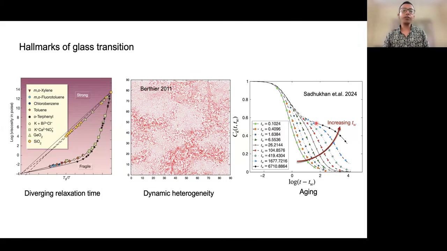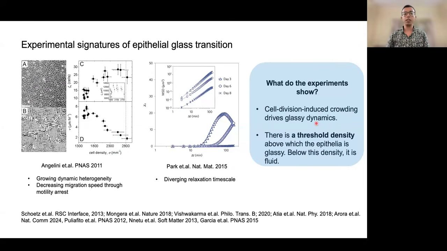These are all important features of glassy behavior, and many of them have been found in many epithelial tissue experiments. One of the classic demonstrations of this was done by Tommy Angelini from Jeff Fredberg's group back in 2011, who showed that there is dynamic heterogeneity in this system that depends non-trivially on the number density of the cells in the tissue.